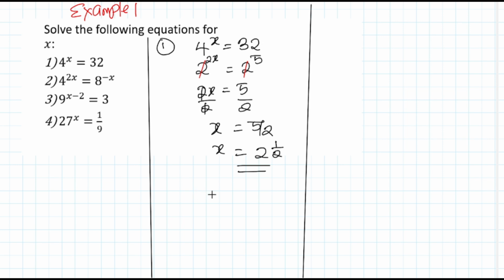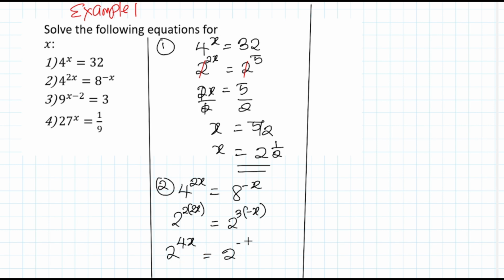Very simple and straightforward. Number 2, 4^(2x) = 8^(-x). So 4 and 8 can both be expressed as powers of 2. So we change them to powers of 2. 4 to the power of 2x will be (2^2)^(2x). It is good to use brackets to demarcate the power that you have before. And 8^(-x) will be (2^3)^(-x). So if you open the bracket using the product law, we have 2^(4x) = 2^(-3x).